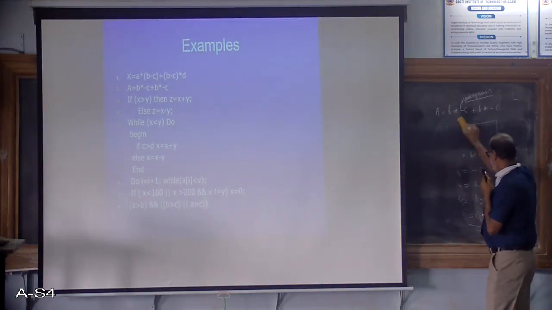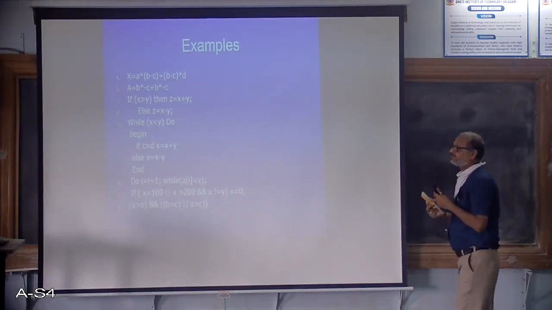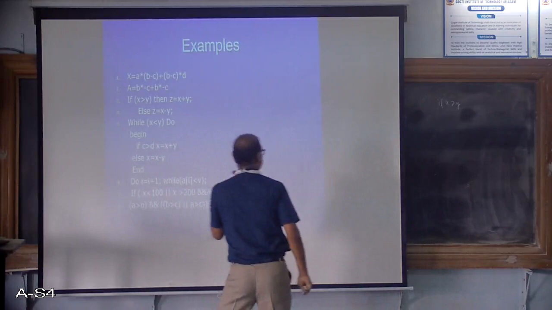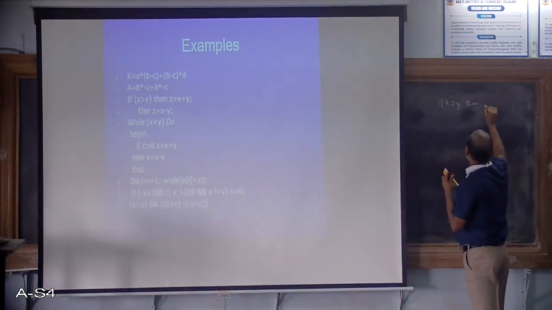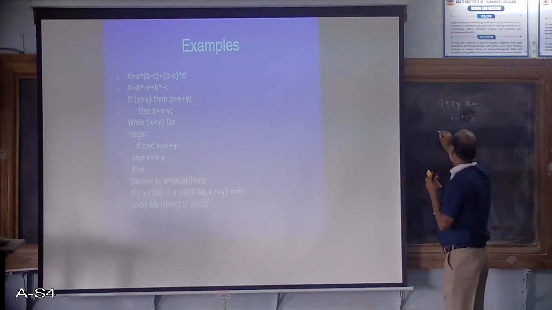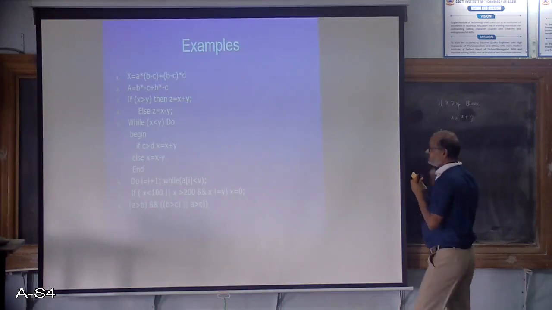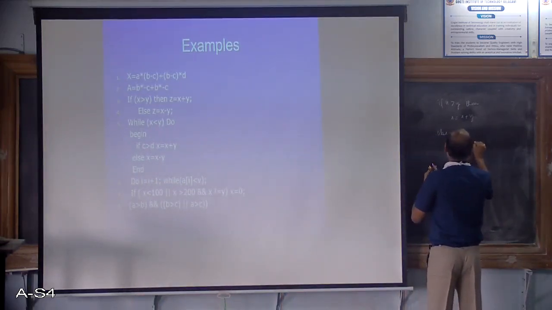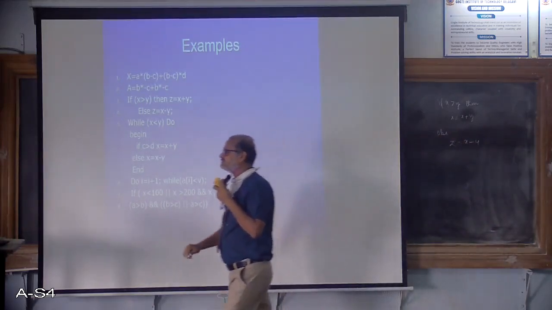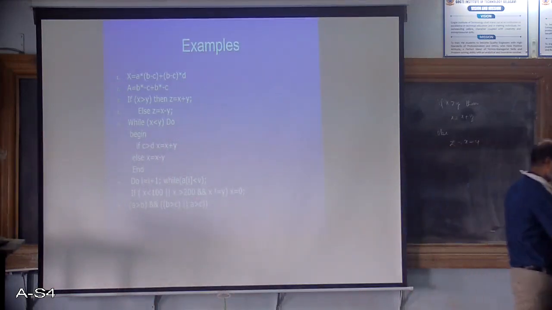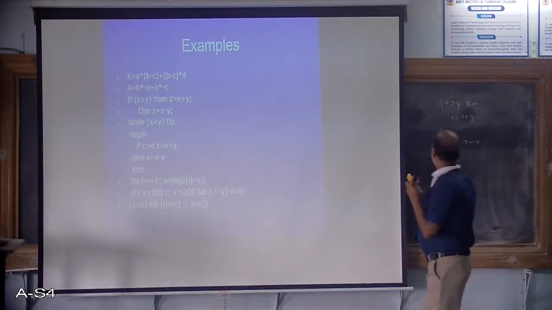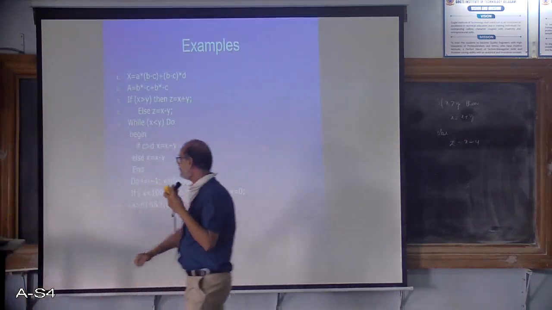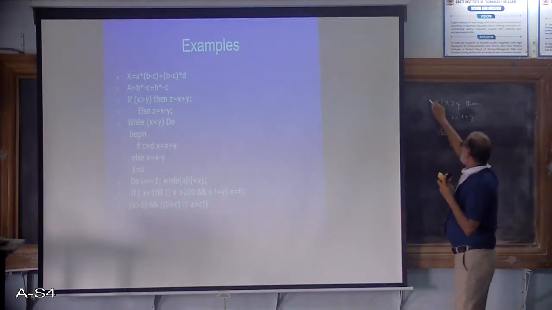Now I'm going to take a branching statement. The expression is: if X greater than Y, then X equal to X plus Y, else Z equal to X minus Y. This is my source statement.